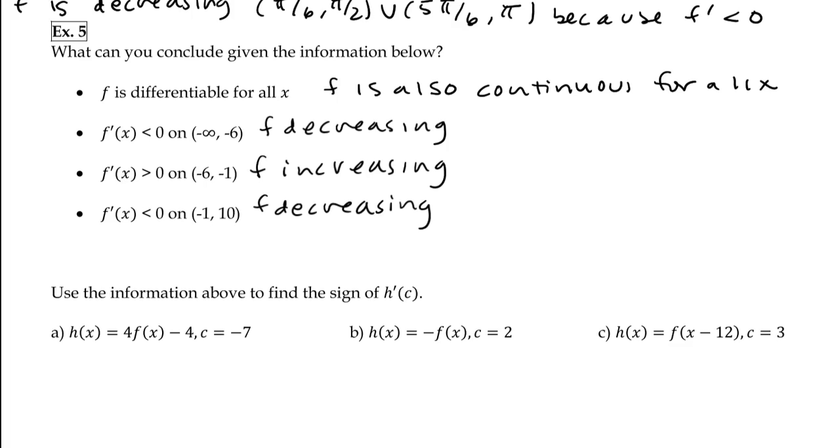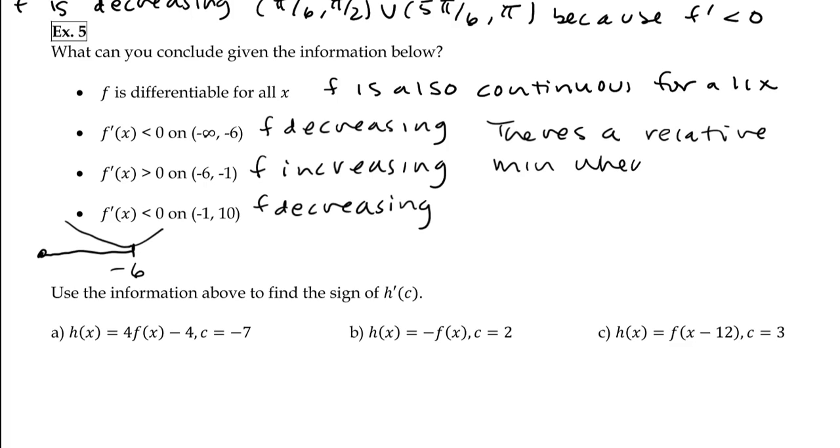So what can we conclude? These are just some observations, but I think we could be a little fancier. We could say, what's going on at -1 or at -6? Look right here. So I'm starting over here at -infinity, and if I go up to -6, I know that f is decreasing, and then at -6, f increases. So there should be a relative min when x equals -6. I don't know what the output is, and why do we know relative min? Because f prime changes from negative to positive.